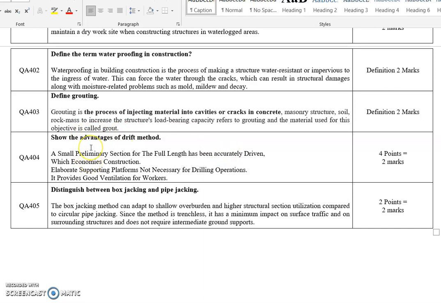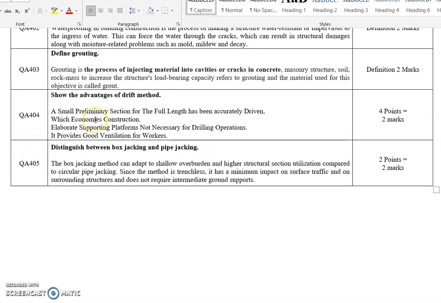Show the advantages of drift methods. A small preliminary section for the full length can be accurately driven with economic construction. An elaborate supporting platform is not necessary for the drilling operation, and it provides good ventilation for workers.